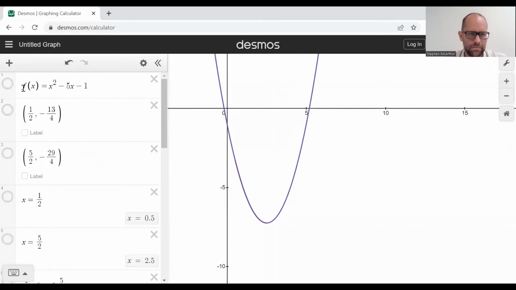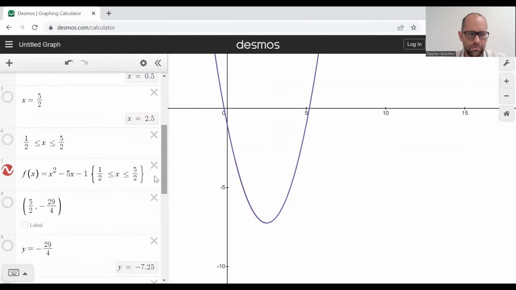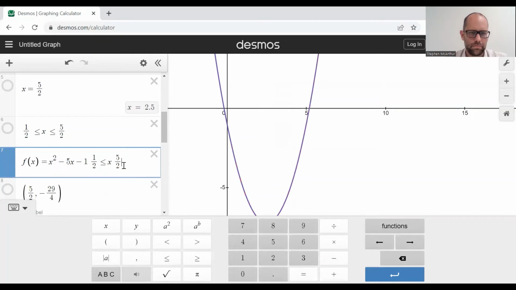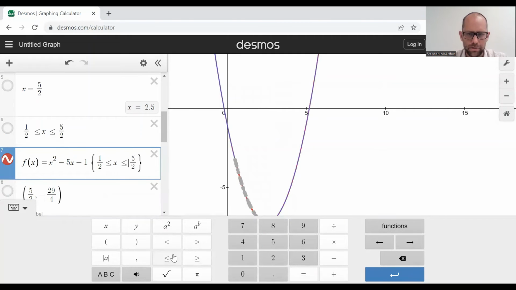Why have I got this twice? Let's call that. What happened here? Interesting. Oh, less than or equal to, I'm missing a symbol. There it is. Now let's turn this one off here.